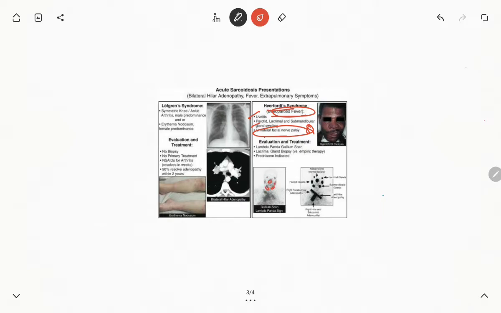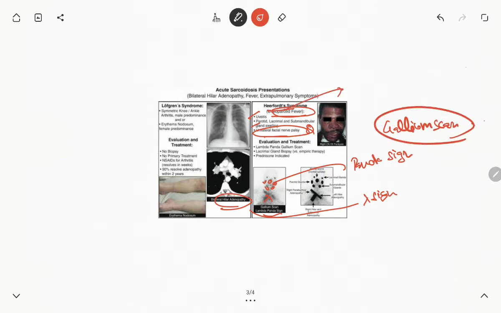So this salivary gland lymphadenopathy gives a sign called the panda sign, and bilateral hilar lymphadenopathy gives rise to the lambda sign and kappa sign. And importantly, we get these findings in a gallium scan. Another important point you must remember in Heerfordt's syndrome is that biopsy is a must before you start your empirical therapy. That is why biopsy from the lacrimal gland is a must.